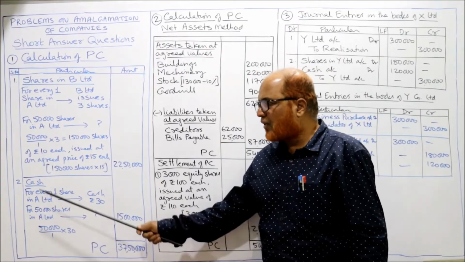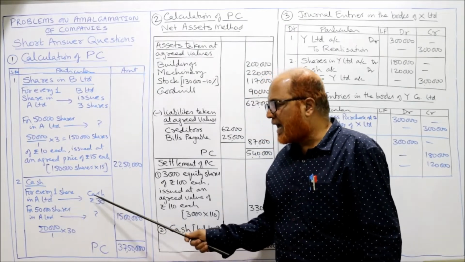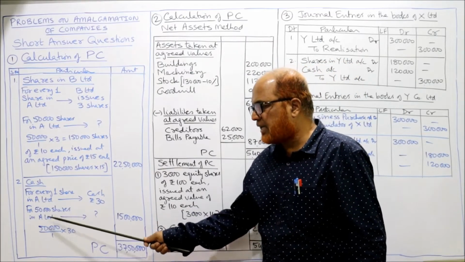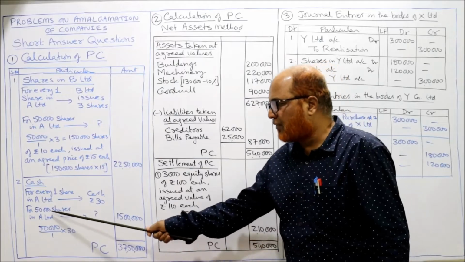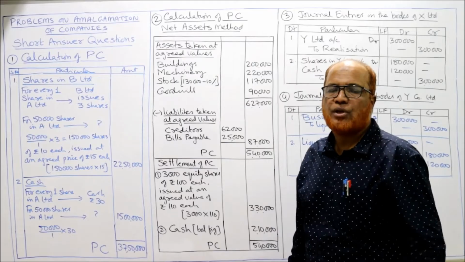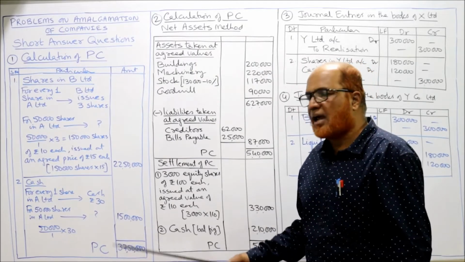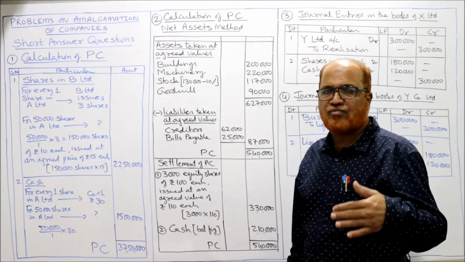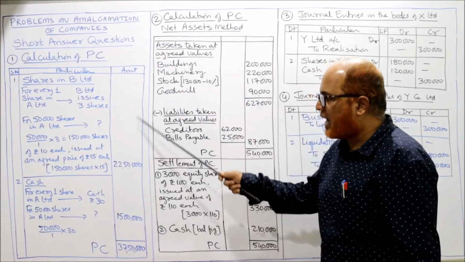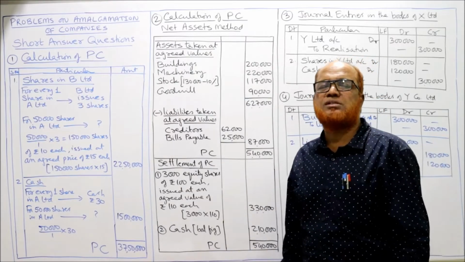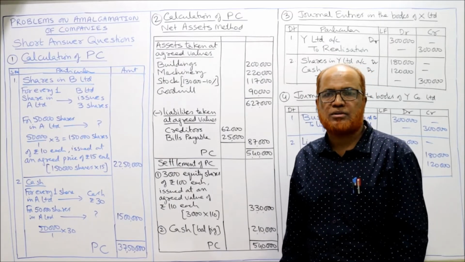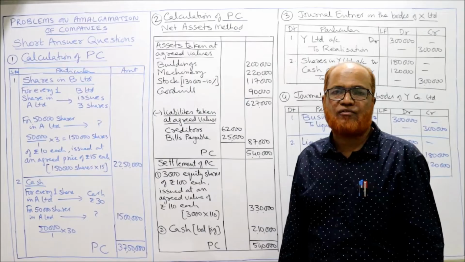Now cash. For every one share in A Limited, cash rupees 30. It is given in the problem. For 50,000 shares in A Limited, how much will be the cash? So 50,000 divided by 1 into 30, that will come to 15 lakh. So B Limited pays 15 lakh rupees cash and 1,50,000 shares for an amount of rupees 22,50,000. You add up both, 37,50,000 is the total purchase consideration, PC. That's it. This is the first problem on calculation of PC.